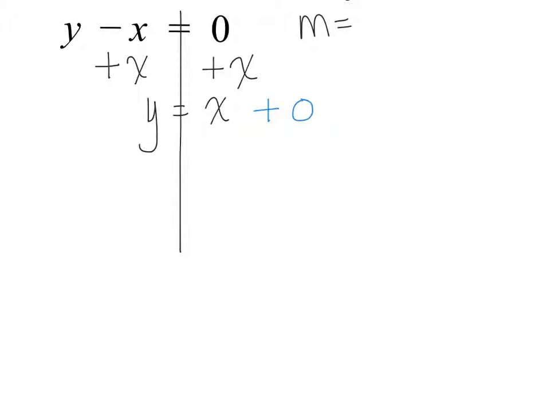What is your m? 1 over 1. It's a positive slope. And your b is that thing we wrote in blue. It's 0. So your line will cross the graph at y equals 0.